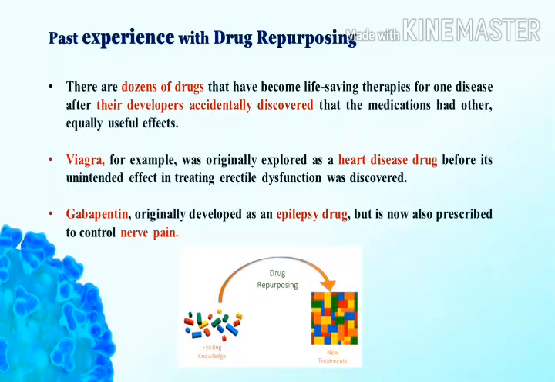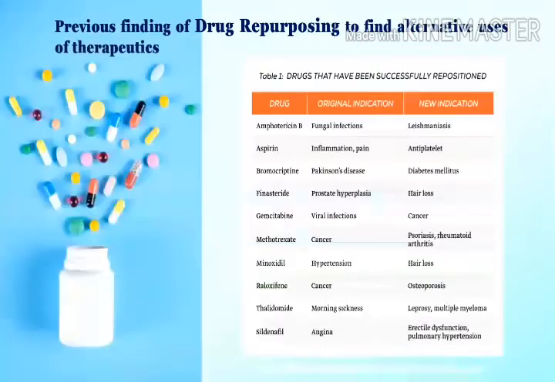Gabapentin is another drug which was discovered for epilepsy, but now it has been repurposed for neuropathic pain, nerve pain. So especially diabetic neuropathy patients, those who have nerve related problems, they take these medicines.